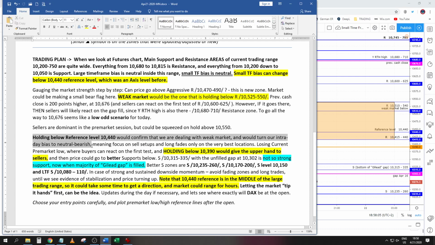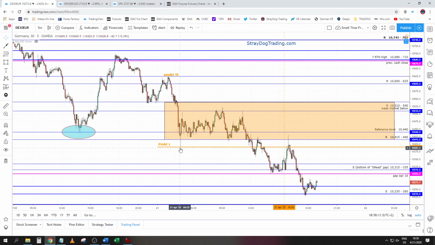then holding below reference level 440 would mean to turn our intraday bias to neutral bearish, and at the end holding below 390 would give the upper hand to sellers, 390 being the pre-market low, because the pre-market low was made pretty early in the session at 4:40 a.m. And then step by step all of that was playing out, and we could vividly see that everything is just pointing to the downside.